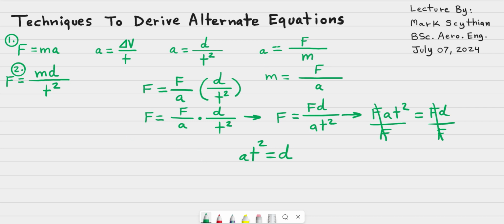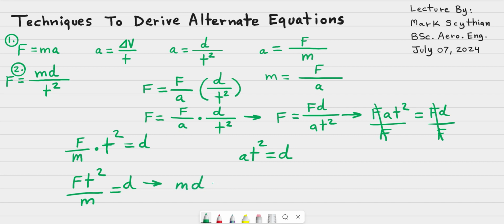Then extracting our force component out of A, so F over M times T squared is equal to D. So then we have F T squared over M is equal to D, and then M mass times distance is equal to force times time squared, and so we get the redundancy.